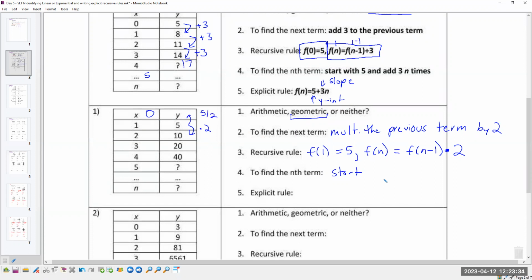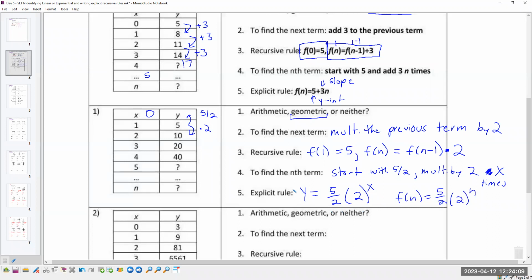So I'm going to say start with 5 halves, multiply by 2 n times. That can be x times. Let me get x. So my explicit rule will be y equals 5 halves times 2 to the x. It could also be f of n equals 5 halves times 2 to the n. It's up to you. So again, please pause the video and determine if it's arithmetic, geometric, or neither.